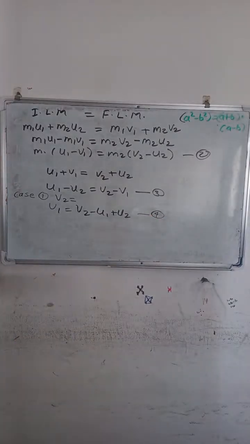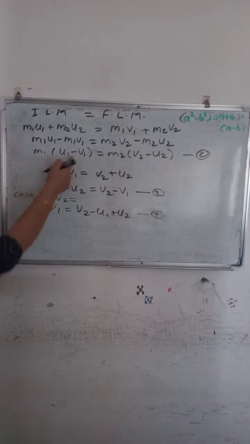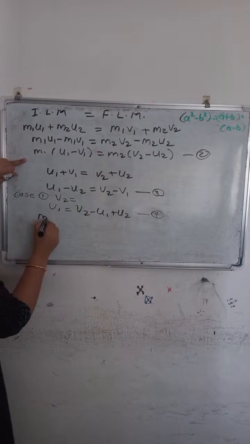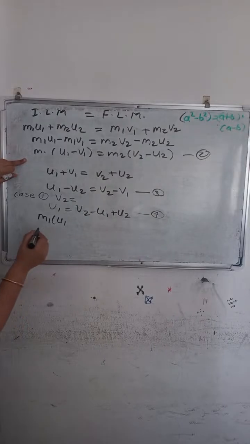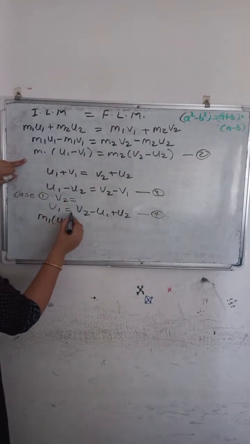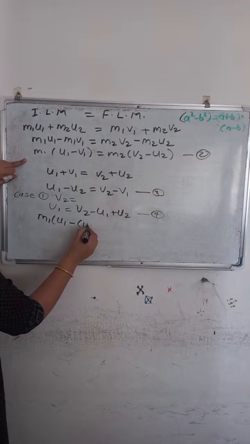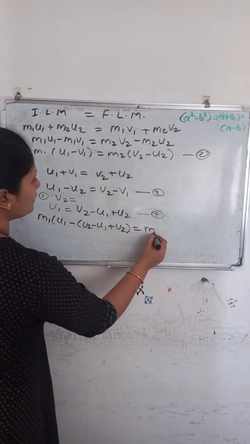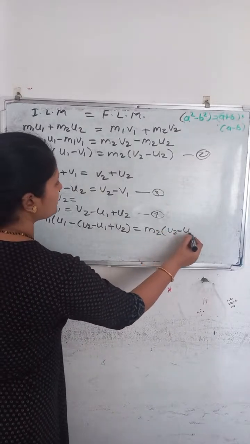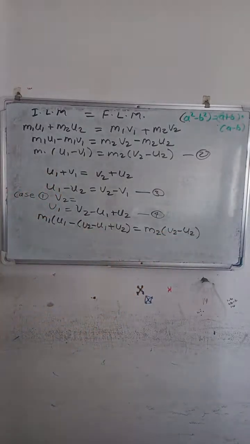Now this equation 4 you can substitute in equation number 2. Wherever there is a v1 you can substitute it over here. So m1 (u1 minus v1), so put the bracket, v2 minus u1 plus u2, is equal to m2 (v2 minus u2). Now transpose this negative sign inside the bracket. After transposing you will get the expression for v2.